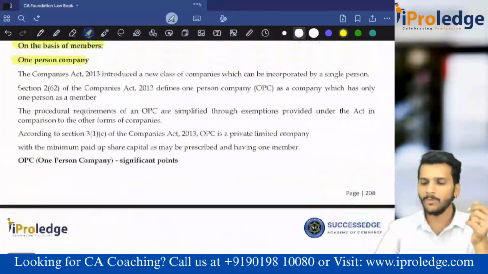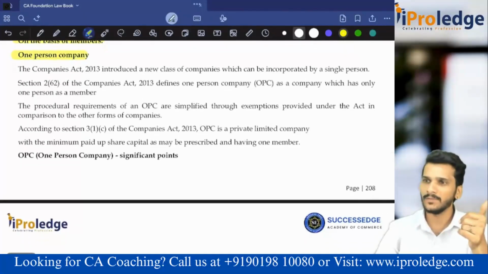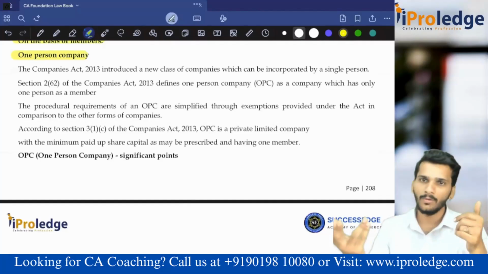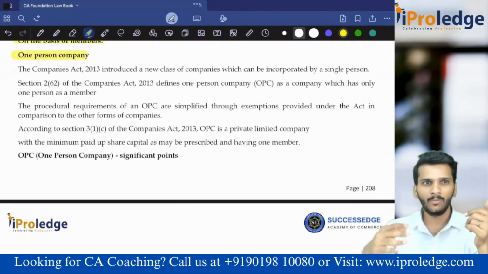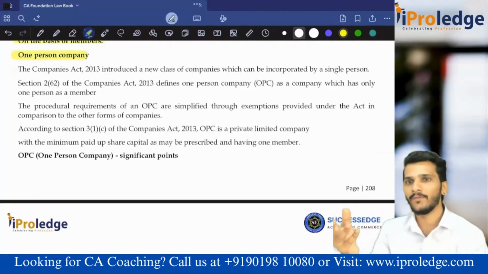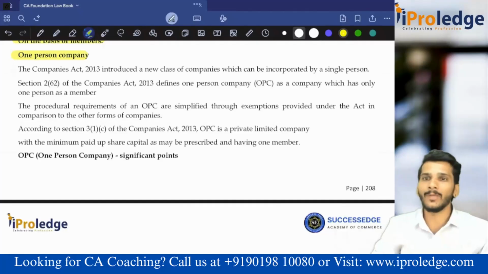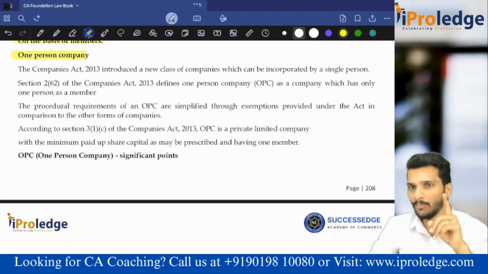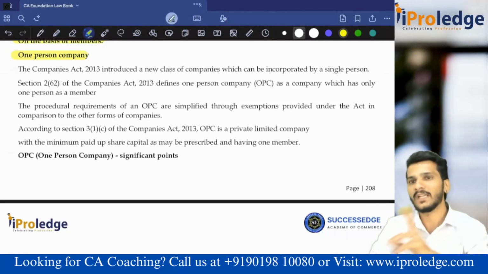And the minimum number of members is 1. Maximum number of members for OPC is also 1. But when it comes to the number of directors, how many people can manage that business? Owner is always 1, but management is minimum 1 director, maximum 15 directors.